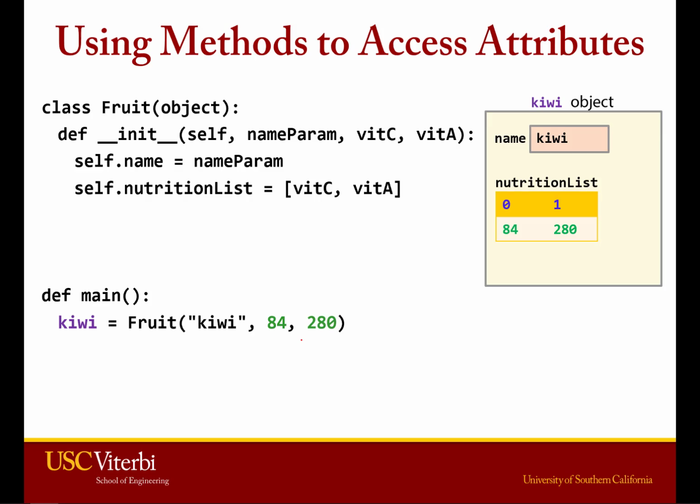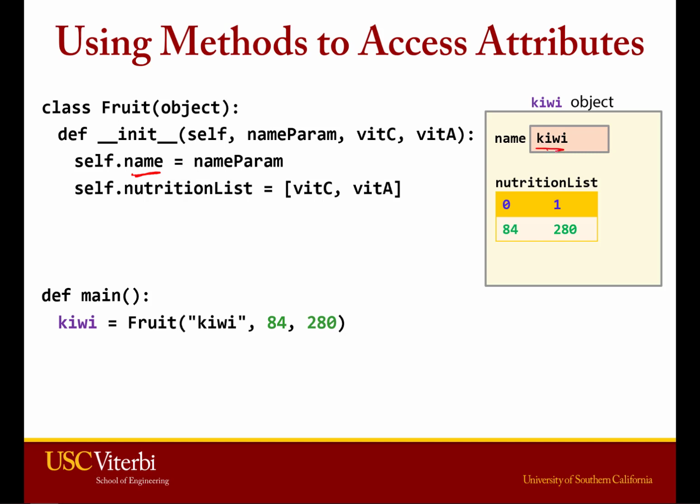Now, another flip to this is, for convenience, we might have another kind of method that we're going to call a get method. Let's explore what that might look like. Imagine that we're building a nutrition program, and so we have a fruit class. The fruit class is very simple. It has a name. An example would be kiwi.